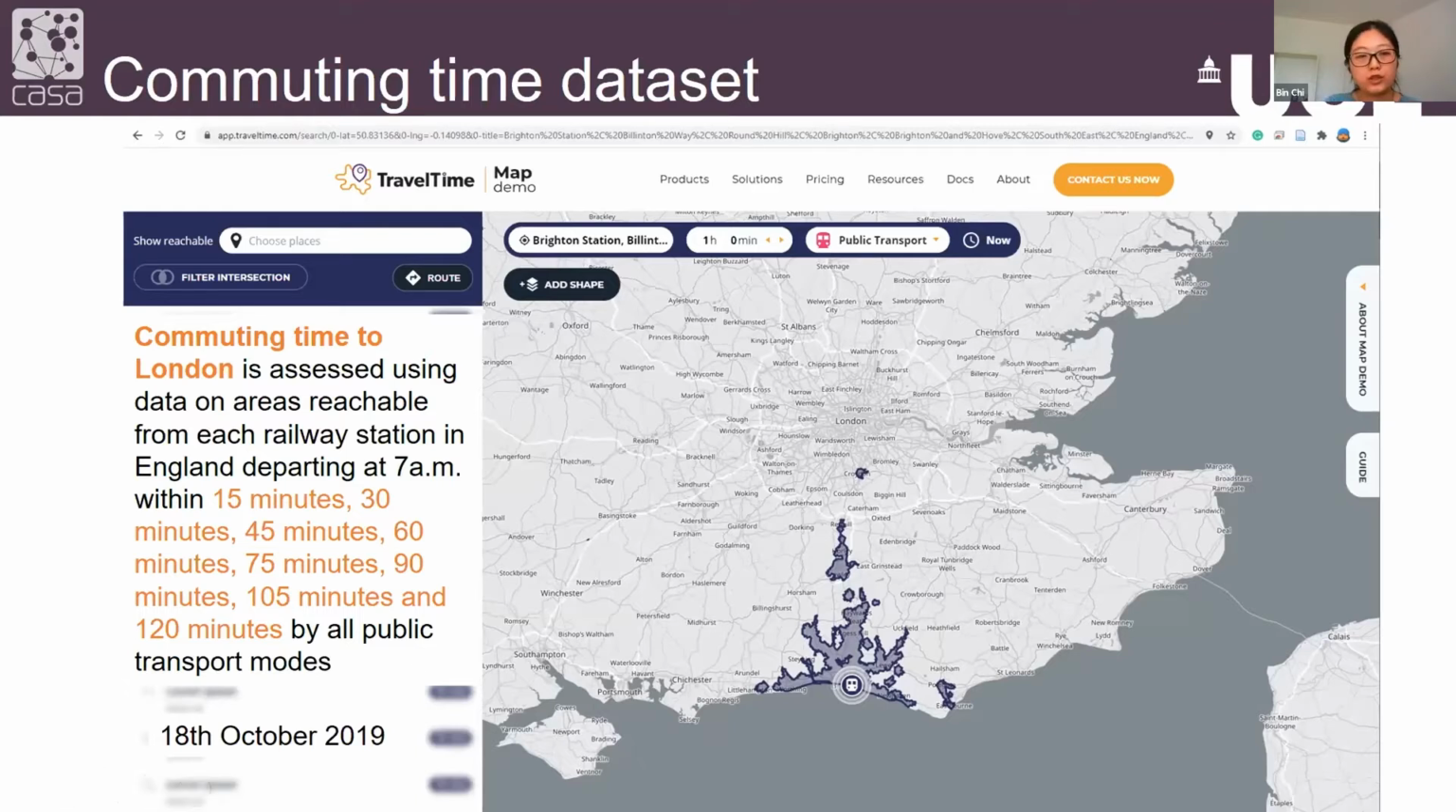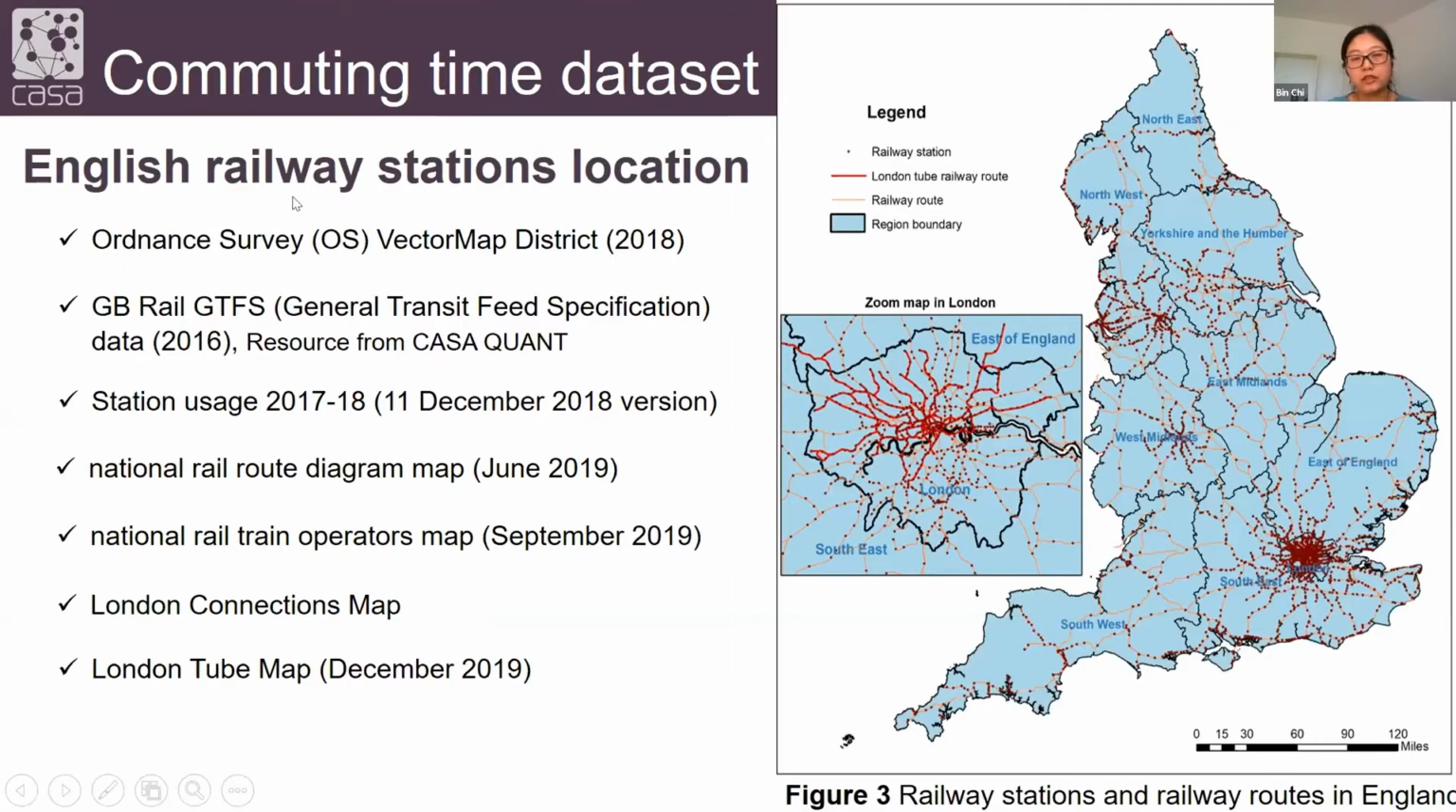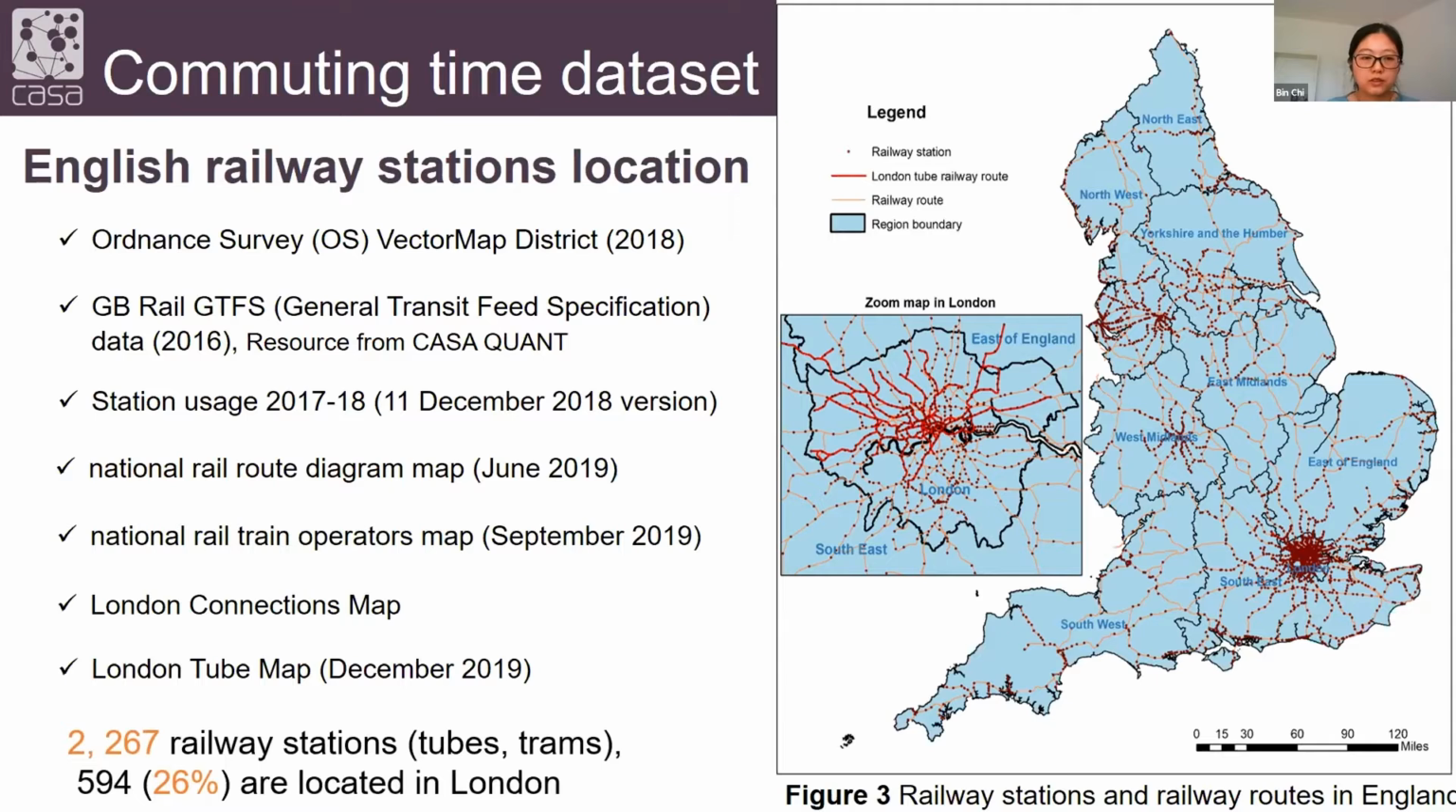Before we extract the reachable areas from the platform, I created an English railway station data set because no spatial data set of railway stations exists in England. The way I did it, I based it on the OS VMD data set and considered the list of other 6 data sets, and manually cleaned the data. As a result, I got over 2,000 railway stations, and you can see clearly how it looks on the right side. 26% of them are within London.